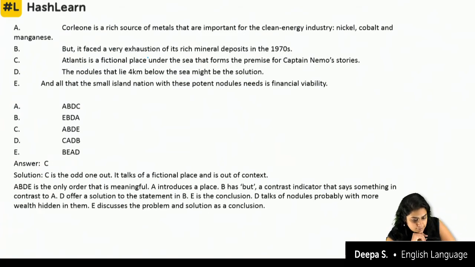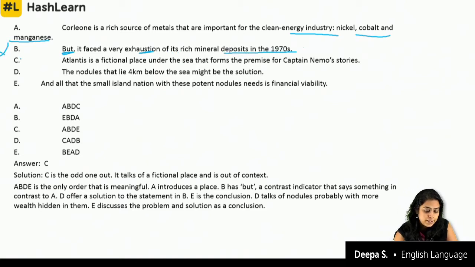Look at this. Corleone is a rich source of metals that are important for the clean energy industry. And then it lists a few metals, but it faced a very serious exhaustion of its rich mineral deposits. But cannot start my sentence, so I eliminate E. That cannot be my answer. Why? Because you don't generally start a sentence with but.